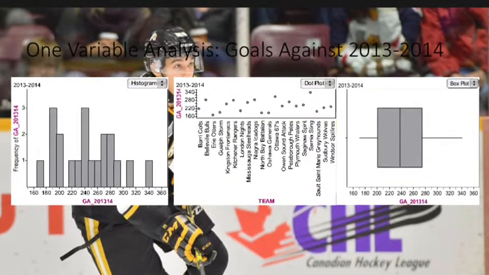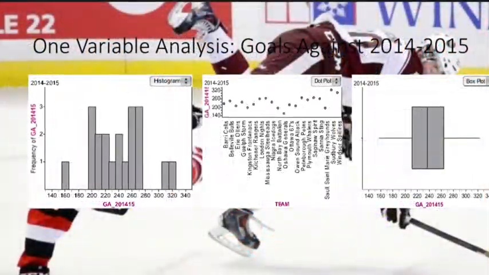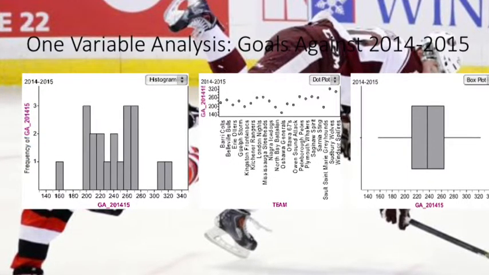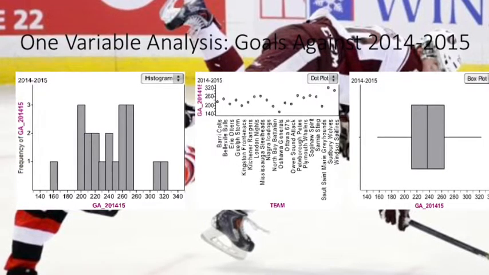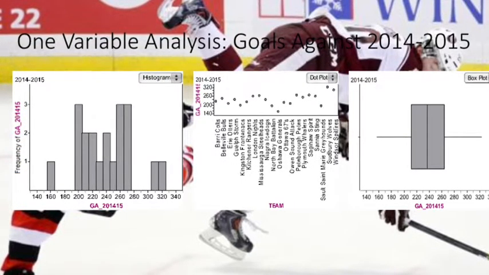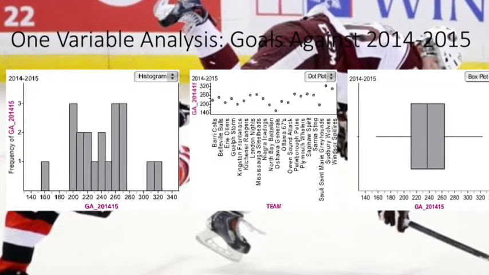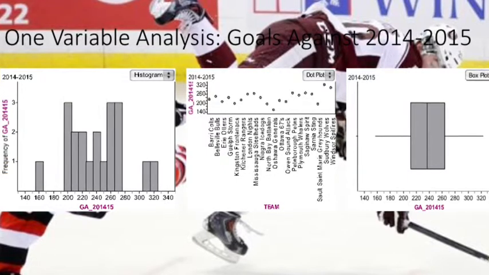The mean, median, and mode for goals against in the 2014-2015 season: mean 238, median 237, and modes 200, 260, and 270. The histogram here appears more symmetrical, making it so that you could use either the mean or the median, and it would be an accurate representation of the data.